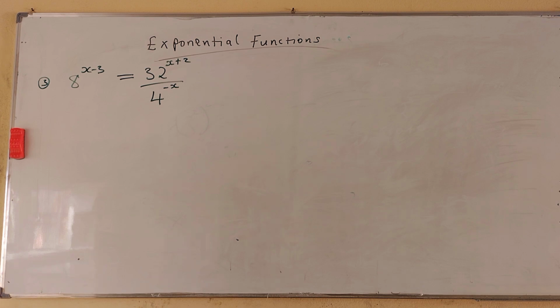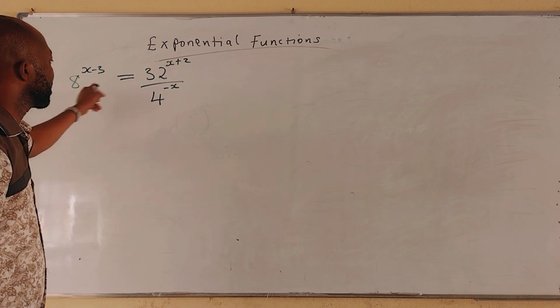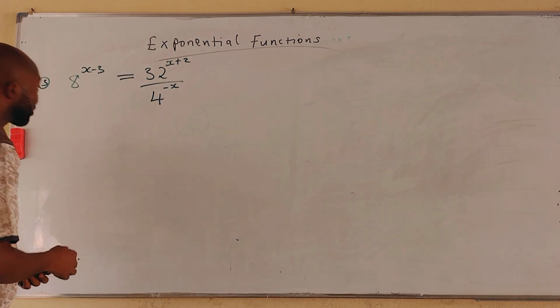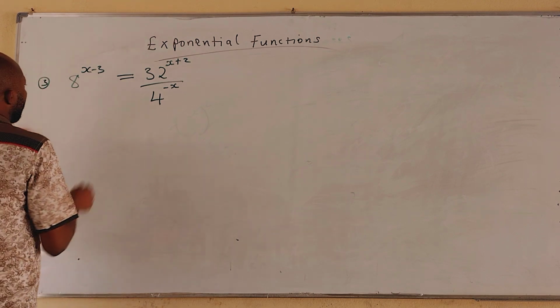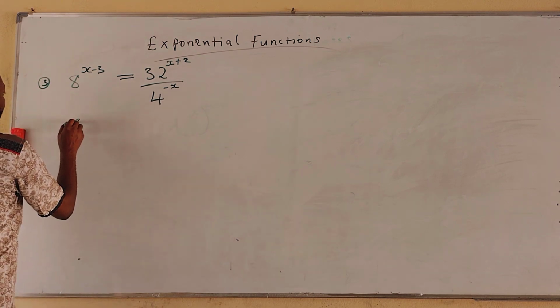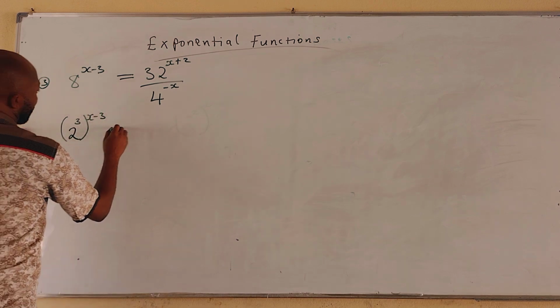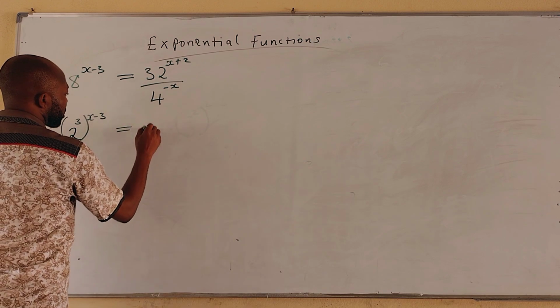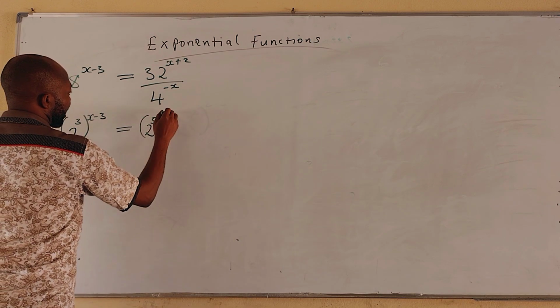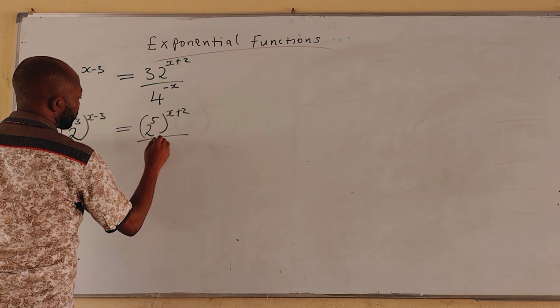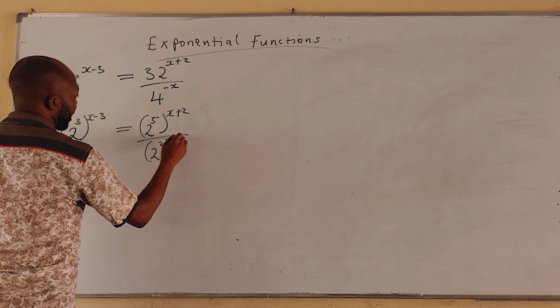The good thing about them all is that they all have something in common. 2 is here, 2 is here, 2 is here. First thing to start with, I want to start with 2. 8 becomes 2 raised to the power 3, open bracket, x minus 3, equals, 32 is 2 raised to the power 5, open bracket, x plus 2 over 2 raised to the power 2, open bracket, minus x.